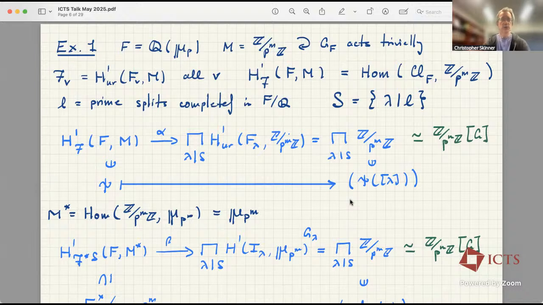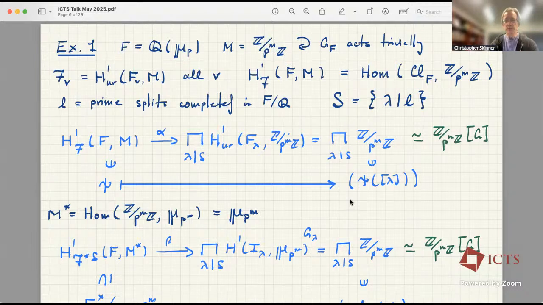And so let's choose a prime L that splits completely in F over Q and take our set S to be just the divisors of L. So the primes lambda of F that divide L. And we look at our localization sequence that we had before. So we take this map alpha, we'll restrict to the unramified classes at each of the primes lambda in S.